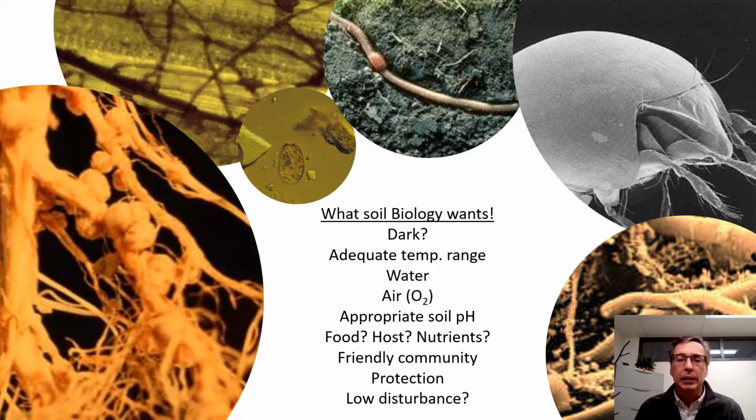So what does this soil biology want? In an earlier presentation, I talked about what plants want, and now we're talking about biology and mainly the soil organisms. Generally speaking, they are living below ground, and so they are looking for a dark environment. They're not adapted to sunlight. They all need adequate temperature ranges to survive in, as well as adequate moisture, oxygen, pH, and they also need a source of food, or if they can't gather the food and eat it themselves, they need a host that will provide it to them, and perhaps even some surplus nutrients that might be floating around in the soil solution. They also want to live in a friendly community of other organisms and have a protected space so that they're not being eaten by predators or exposed to environmental stressors. And lastly, they might be interested in a lower disturbance soil condition.